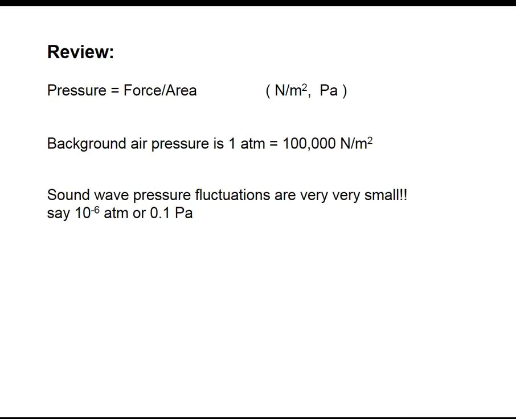So continuing on, just for review, pressure is force divided by area. The pressure has units of pascals or newtons per square meter. The background air pressure, while it is a little bit different from 100,000 newtons per square meter, in most cases we'll just use 100,000 newtons per square meter. So 10 to the 5 pascals, or 10 to the 5 newtons per square meter, is the value that we use for our pressure in the different problems that we experience.